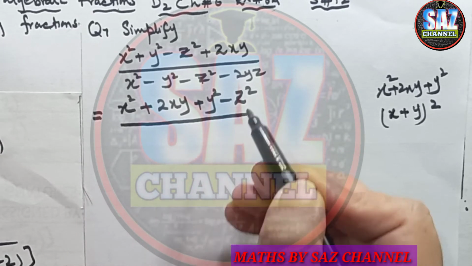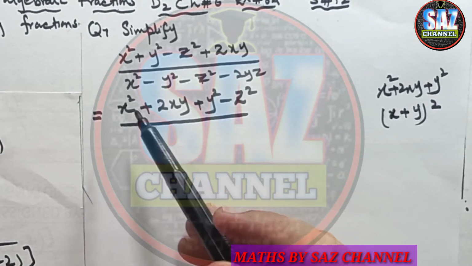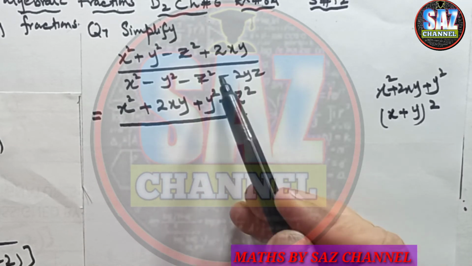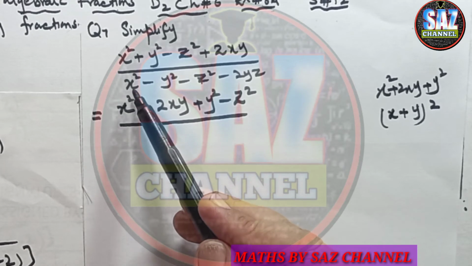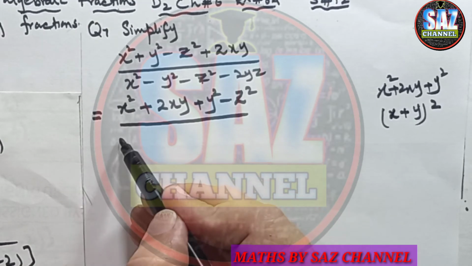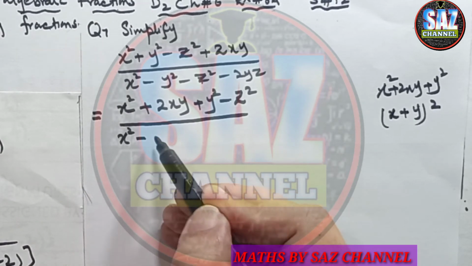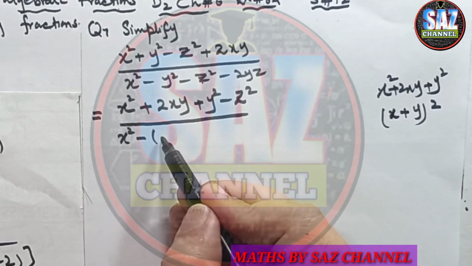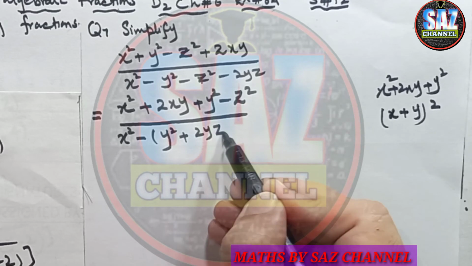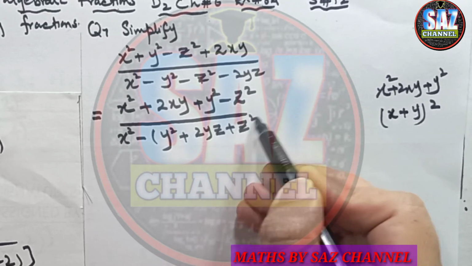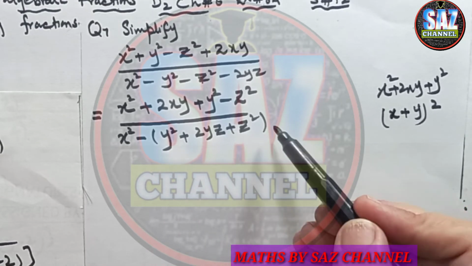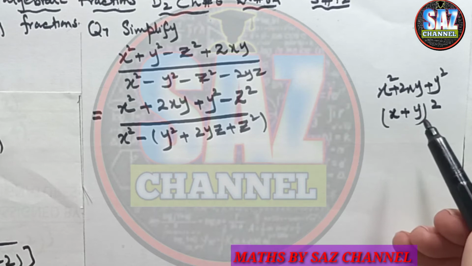Okay, now coming to the denominator, read the denominator carefully: x square minus y square minus z square minus 2yz. If we look at these three terms, they are not forming any identity, but if we separate x square and extract the minus sign common from the last three terms, and I rearrange the expression as y square plus 2yz plus z square, this is again in the form a square plus 2ab plus b square, and that can be turned into the identity a plus b whole square.